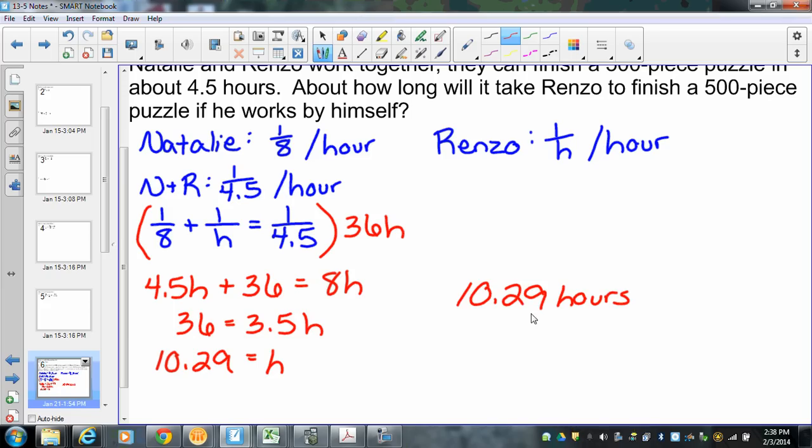And if you wanted to, you can convert the 0.29 into minutes. You could just take 0.29 and multiply it by 60, since there's 60 minutes in an hour, and it becomes 10 hours and 17 minutes it would take him to do a puzzle all by himself.